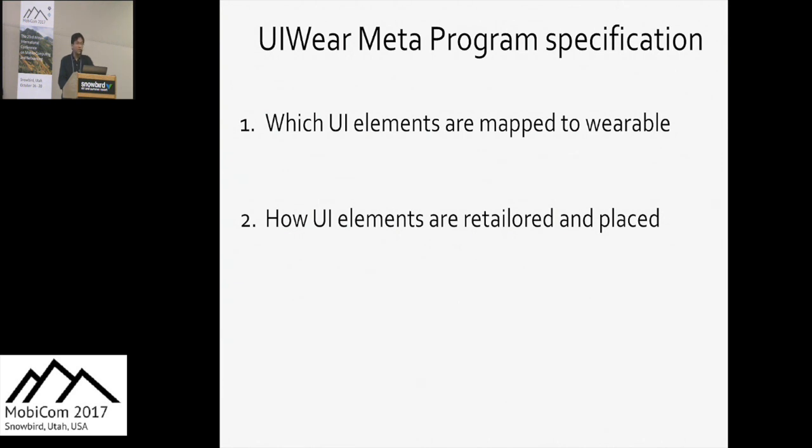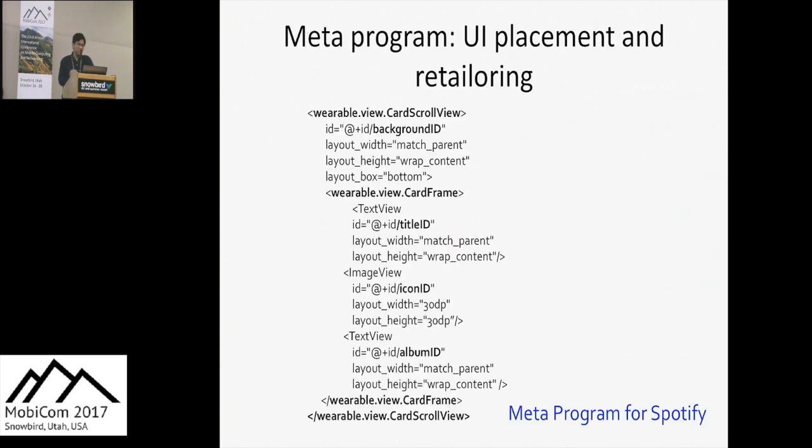So for the meta program, there are mainly two steps for specification. The first step is to specify which UI elements are going to be mirrored on the wearable. The second step is to specify how UI elements are retailored and placed. For the first part, we developed a drag and drop tool so that the user just needs to specify which part of the screen they want to migrate to the other device, and then that's it, and we will take care of the rest. And for the second part, we developed an XML configurable mechanism for the user to specify. So this is the entire code for the meta program for Spotify.